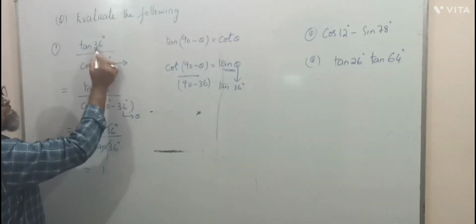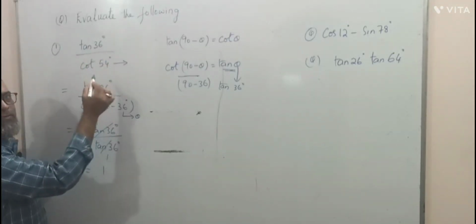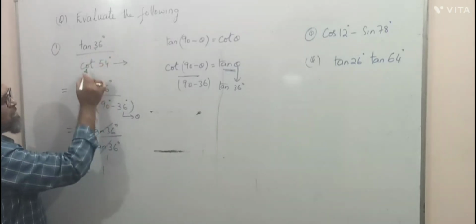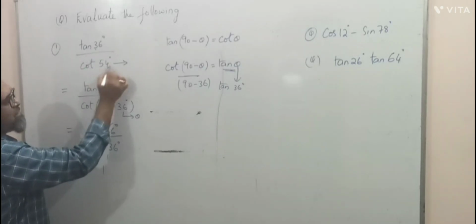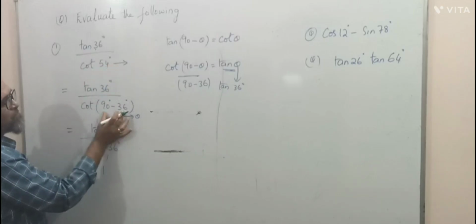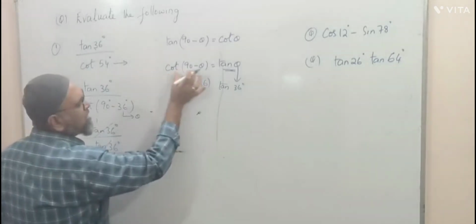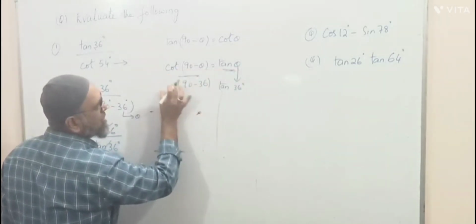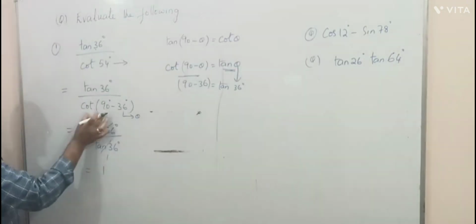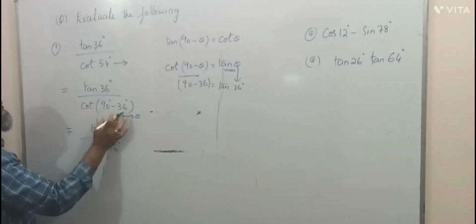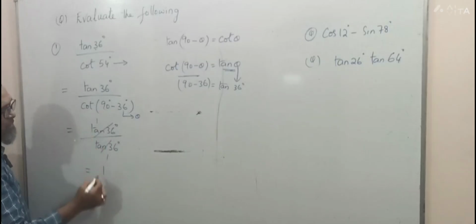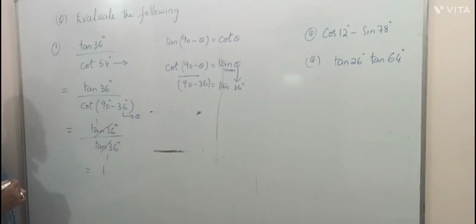Again, tan 36 divided by cot 54. I will keep this number as it is. I will change this number. I am playing with this 54. 90 minus 36 I am writing it. Why? Because cot 90 minus theta is tan theta. Cot 90 minus 36 is tan 36. So next step I will write cot 90 minus 36 as tan 36. This and this is cancelled. I will get the answer as 1.